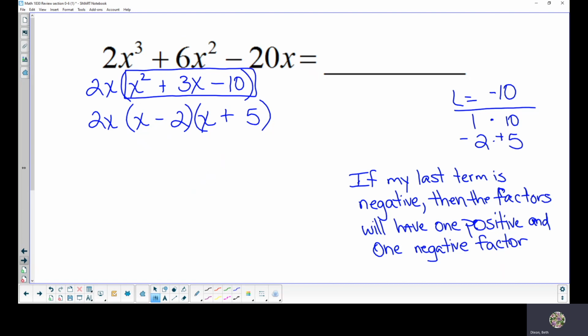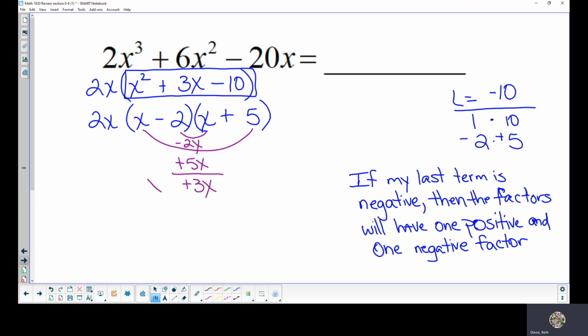Now the order in which I write these does not matter, but in this case the 5 has to remain positive. If the 5 is negative, I will end up with a negative 3x. Let's multiply this out to show you how that works. x times x is x squared. I'm just going to multiply the outside and the inside. Outside would be plus 5x. Inside is a minus 2x. A negative 2 and a positive 5 gives me a positive 3x, which matches.